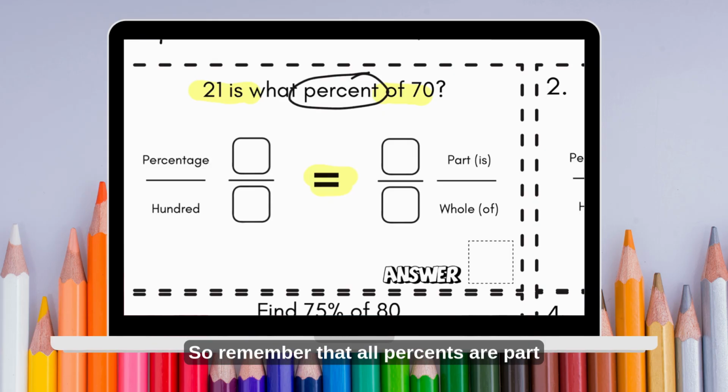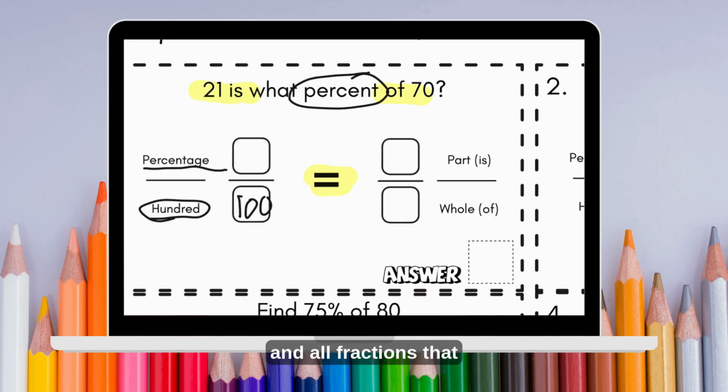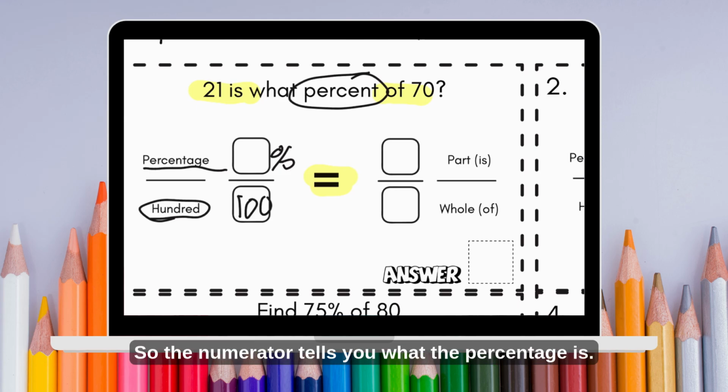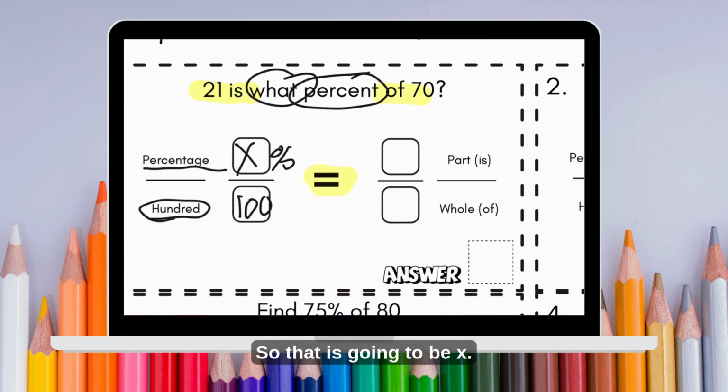So remember that all percents are part to whole comparisons, where the whole amount is always 100. So when we write percents as fractions, the denominator is always 100. And in all fractions that are percents, the part is the percentage, the part out of 100. So the numerator tells you what the percentage is. And for this problem, we don't know what the percent is, so that is going to be x.